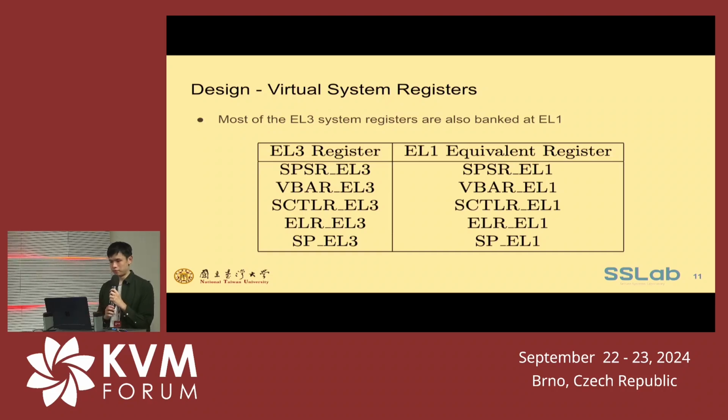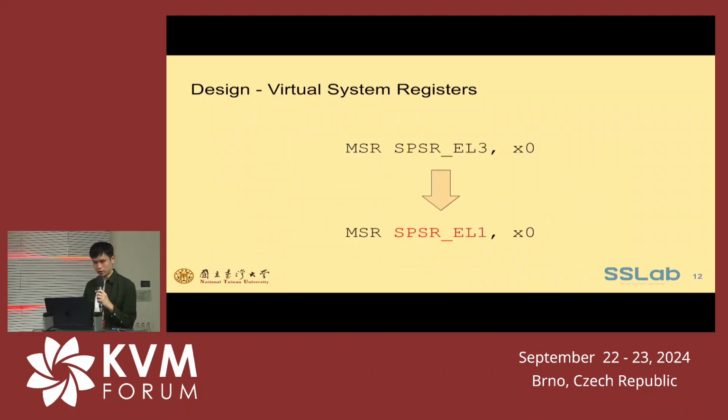One important observation is that most of the EL3 system registers are also banked at EL1, including SPSR, VBAR, ELR, and so on. Which means we can simply virtualize EL3 system registers by leveraging the equivalent EL1 system registers. Here's how it works. We simply replace all accesses of EL3 registers with their EL1 equivalent registers in the guest VM. For example, if the guest VM attempts to access SPSR_EL3, we will replace it with SPSR_EL1.